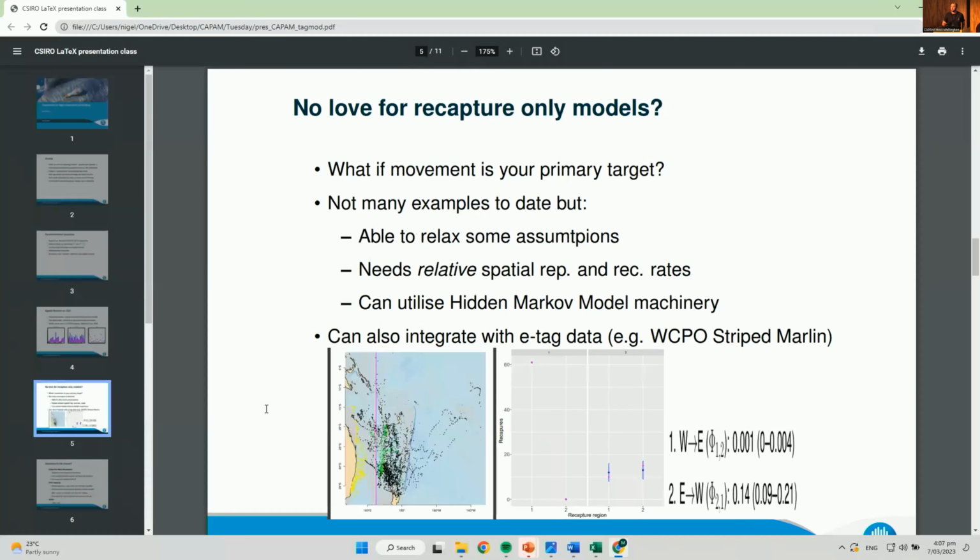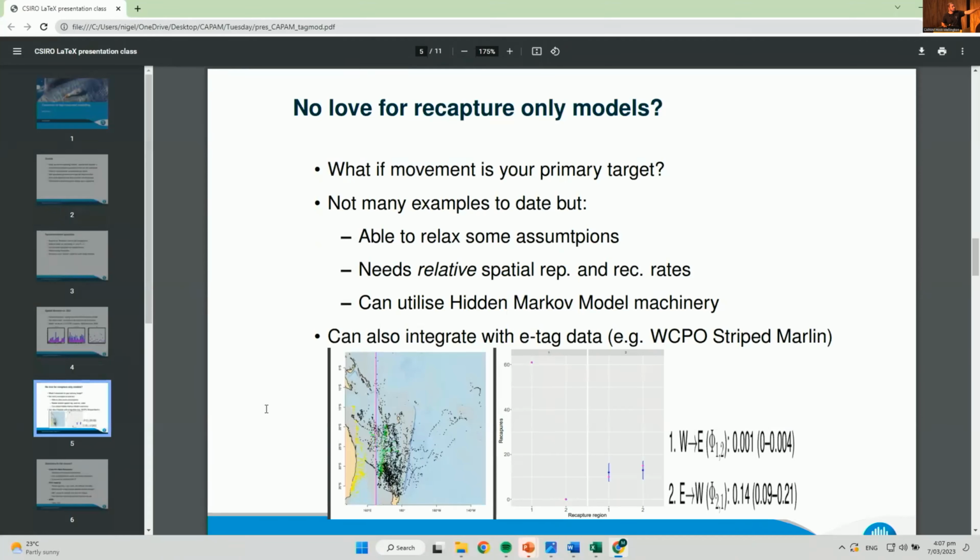Relative recapture rates by region, your harvest rates should give you that. Relative reporting rates, that's easier to try and come up with an answer for versus absolutes. So if you can do that, you can relax the assumptions of having a full mortality and movement model, but still get the movement estimates. And another point that Dan made was you can also utilize this with different types of tag data.